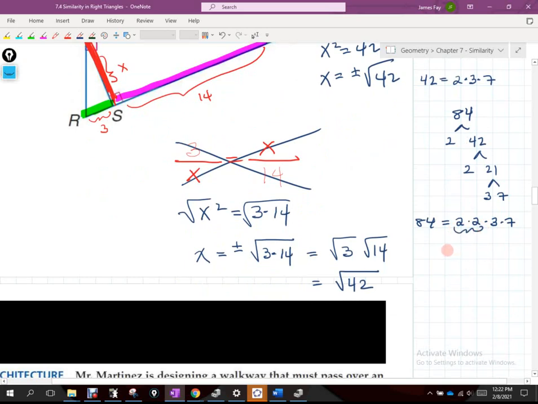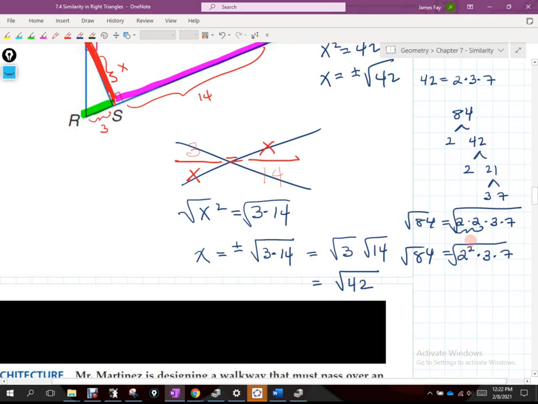2 squared can look like that, right? Okay, so 84 is the same as that. But now, the square root of 84 is the same as all that. Does that make sense to everybody?